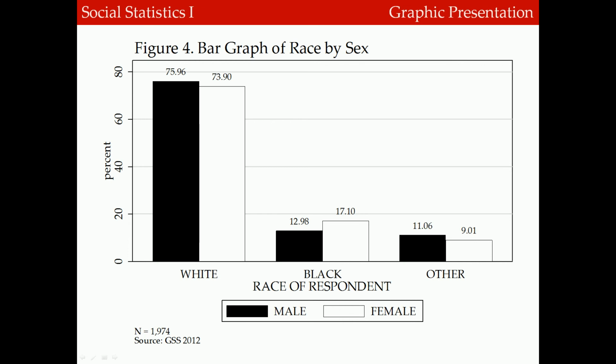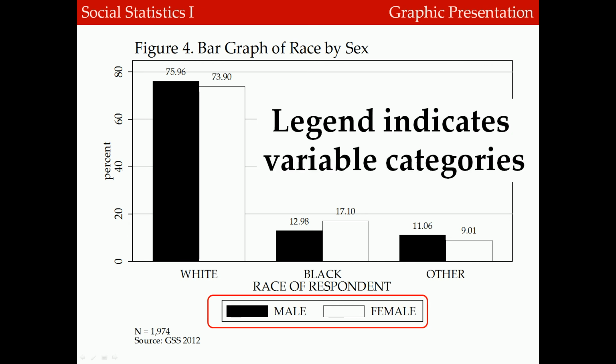Certain information has been added to this graph to make the comparison across different groups more obvious. For example, the legend indicates that the variable is being shown for two different categories, males in the black and females in the white. Incidentally, it's good to use contrasting colors when you're using a bar graph like this one. That way the colors are in clear contrast to one another, and the patterns stick out more visibly.